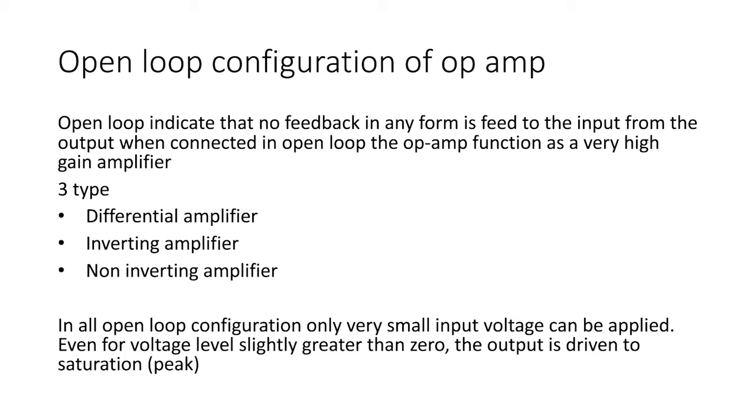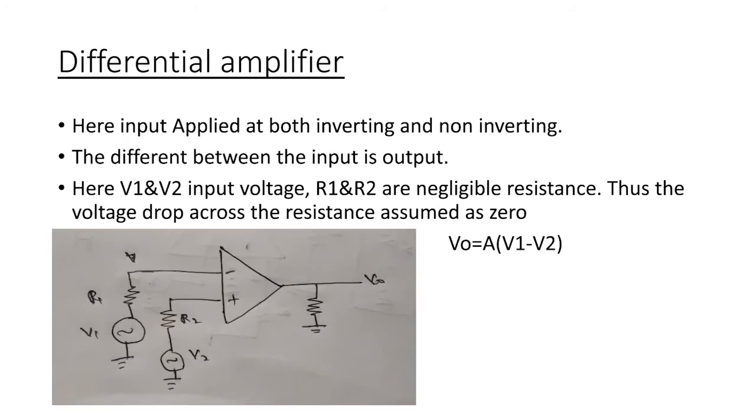In all open loop configurations, only a very small input voltage can be applied. Even for voltage levels slightly greater than 0, the output is driven to saturation, that is, to peak level.